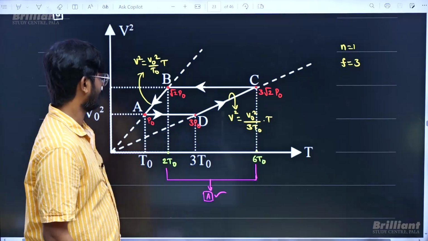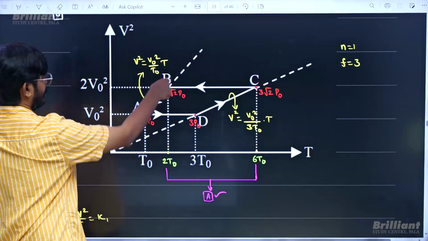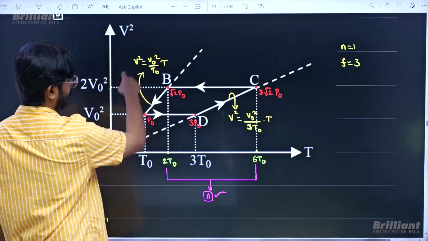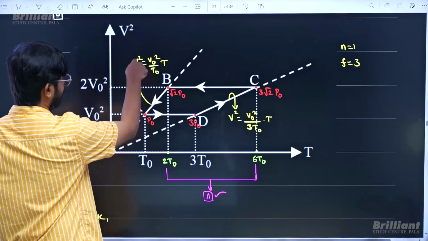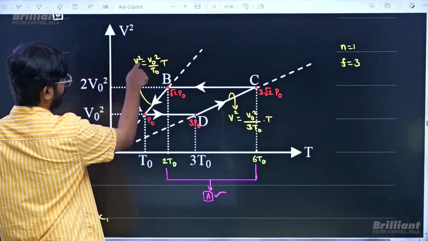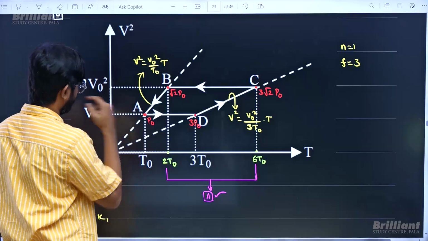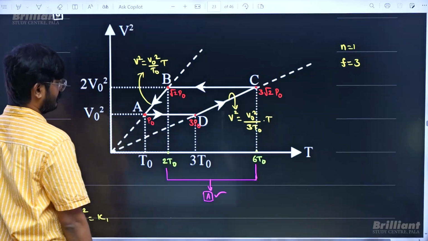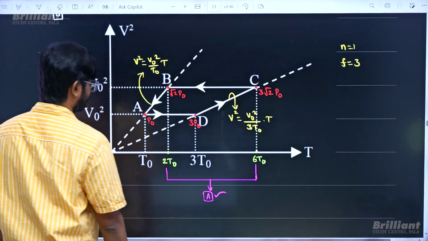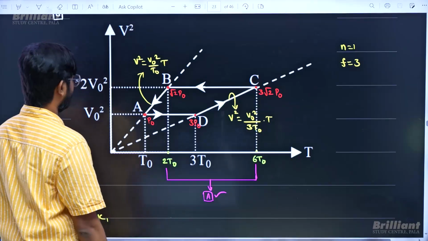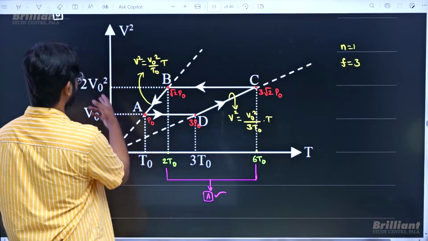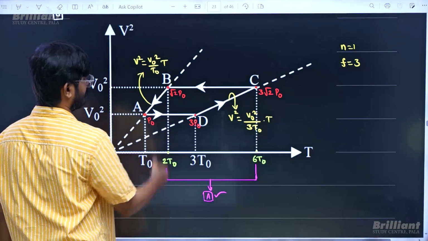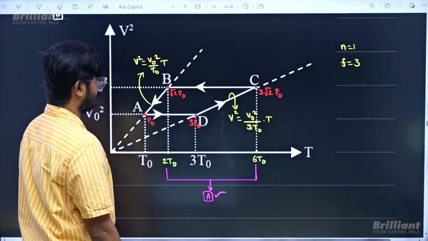So this is fine. Now you can write this line equation, that line equation will be this much, and this is going to become 2 V0 square. If this is going to become 2 V0 square, temperature is going to become 2 T0. Then by using PV equals to nRT, volume is becoming root 2 V0, so pressure will become root 2 P0, only then temperature will become 2 times of T0.